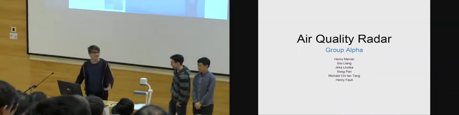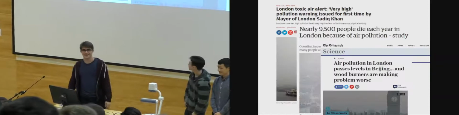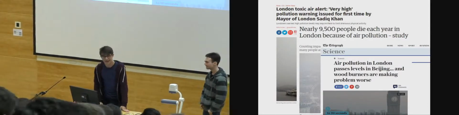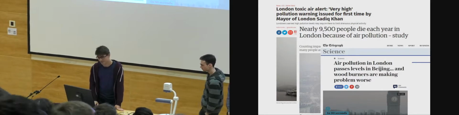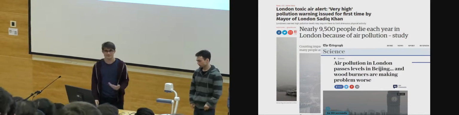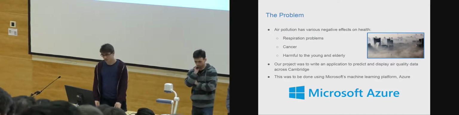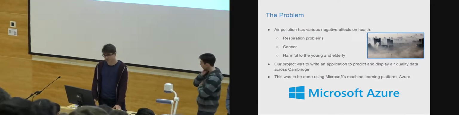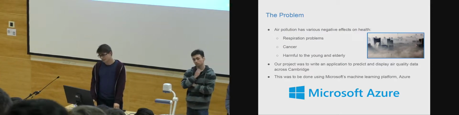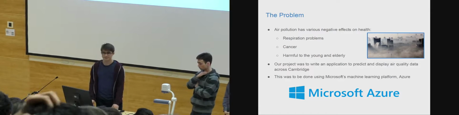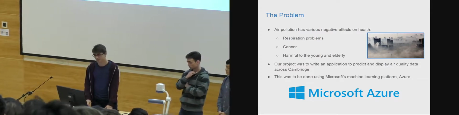So first of all, just a show of hands, who's ever seen a headline like one of these? So yeah, air pollution is a really big problem nowadays, and that's why Microsoft came to us and asked us to design an app which would predict and show air quality in Cambridge. In particular, this was done using machine learning, and Microsoft Azure, the Microsoft platform.